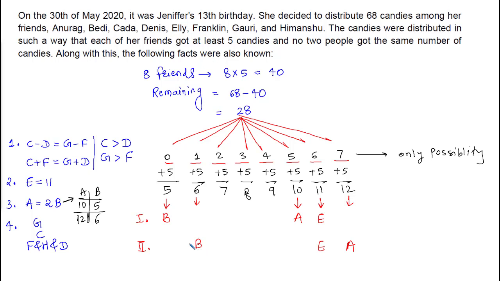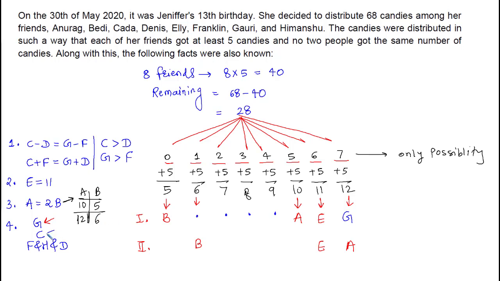So now look here. Over here we can see that below G there are at least 4 people, F, H, D and C. So in the first case, these are the 4 places which can be occupied by F, H, D and C, and then G will occupy this place. Means G will receive how many candies? G will receive 12 candies in the first case.